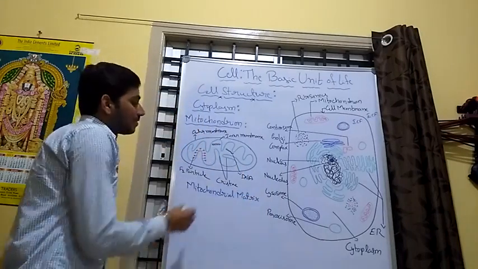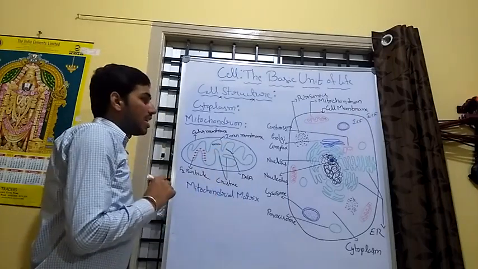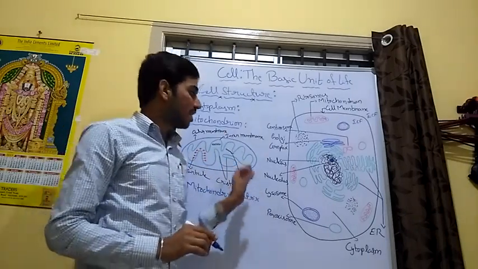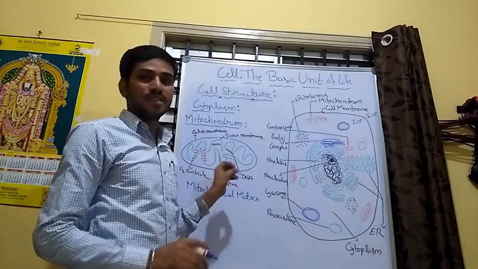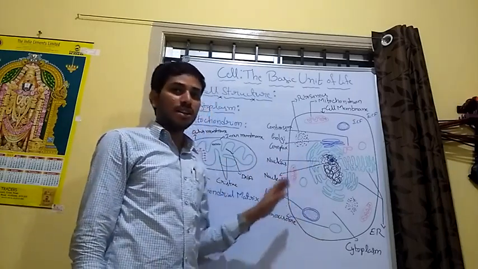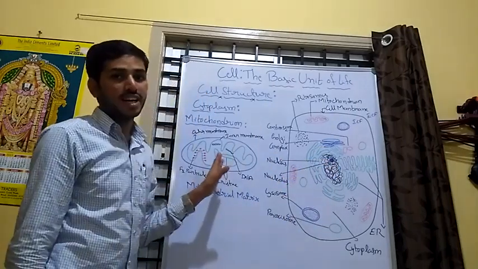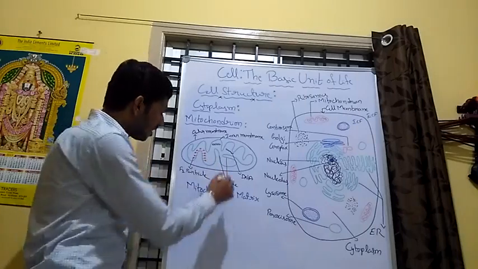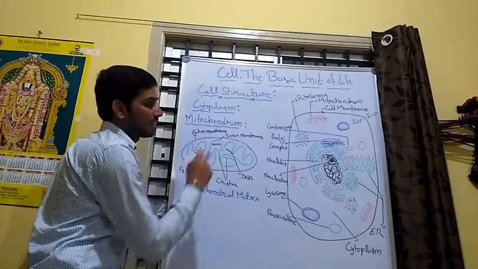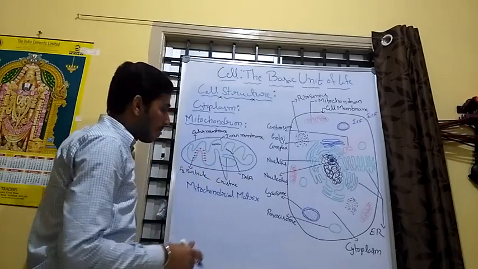The DNA present in the mitochondria is called mitochondrial DNA. Other than the nucleus, the mitochondria is the only organelle that contains DNA. This DNA is responsible for the self-replication of the mitochondria.